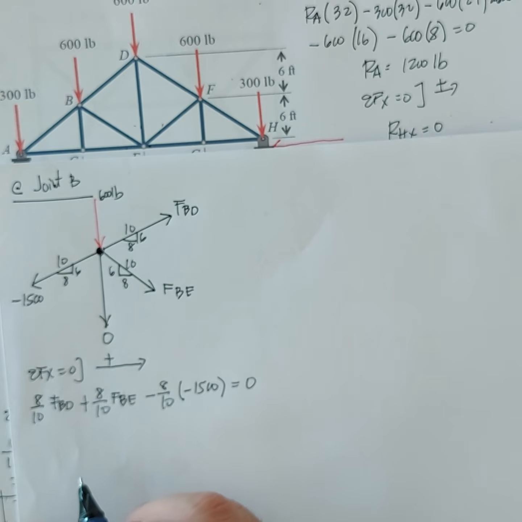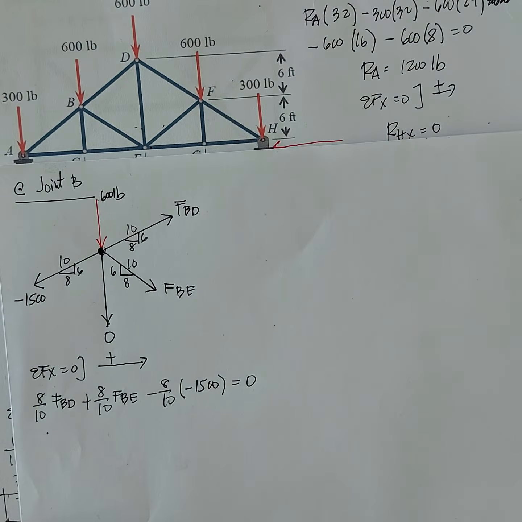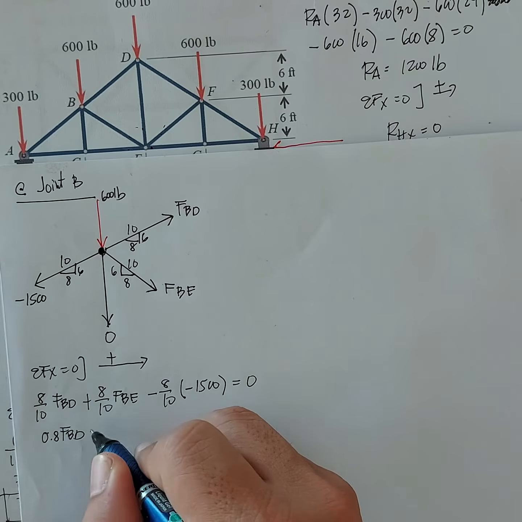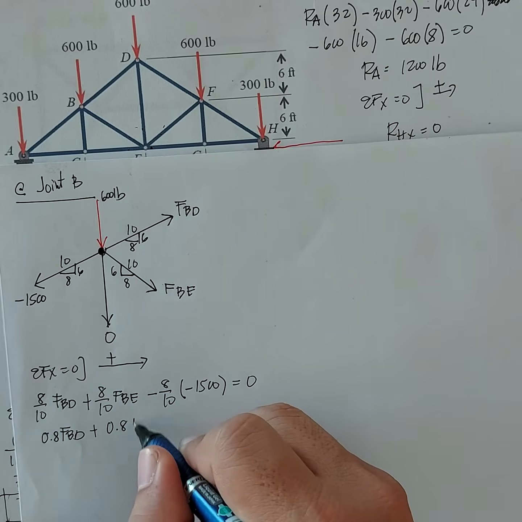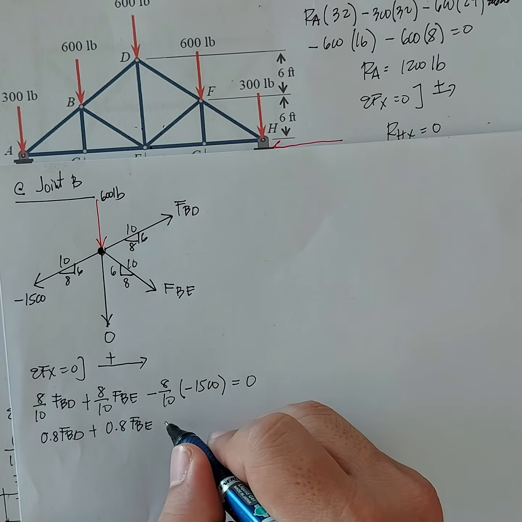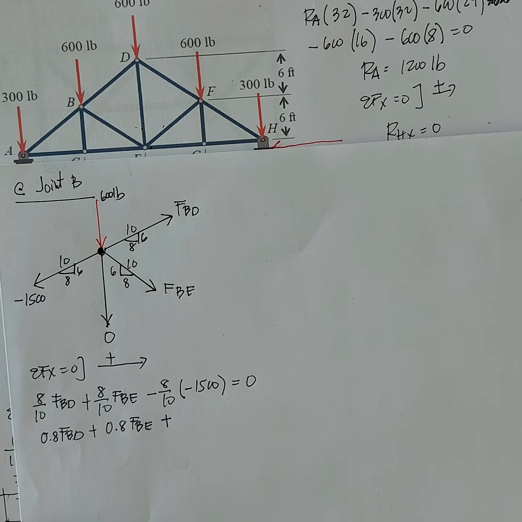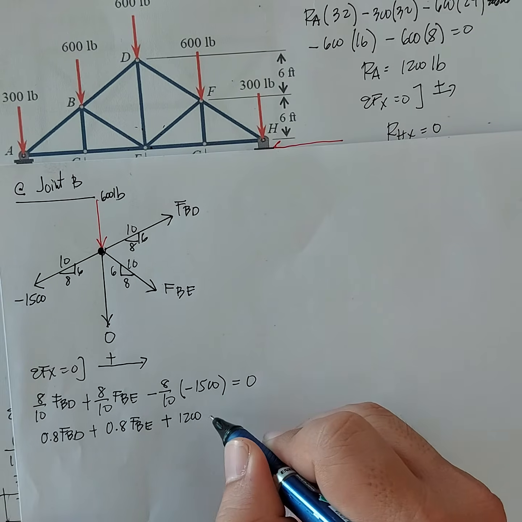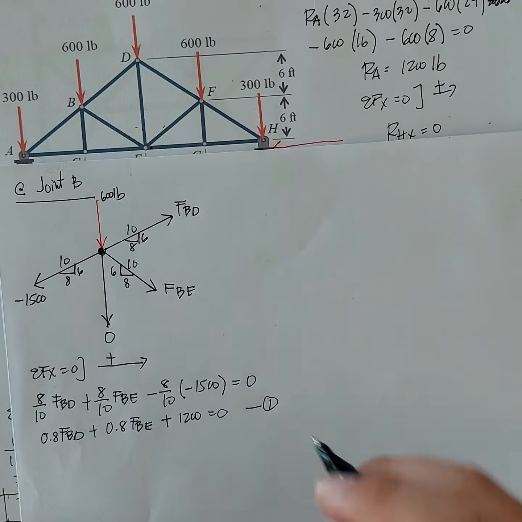Okay, simplify na lang natin. So we have 8 over 10, that is 0.8, para mas madaling mag-solve mamaya ng simultaneous equation. And so we have 0.8 of FBD plus still 0.8 of FBE. Magiging positive na to. So ilan tong 8/10 of 1,500? That is 1,200 equals to 0. So this is, let's say, equation 1.